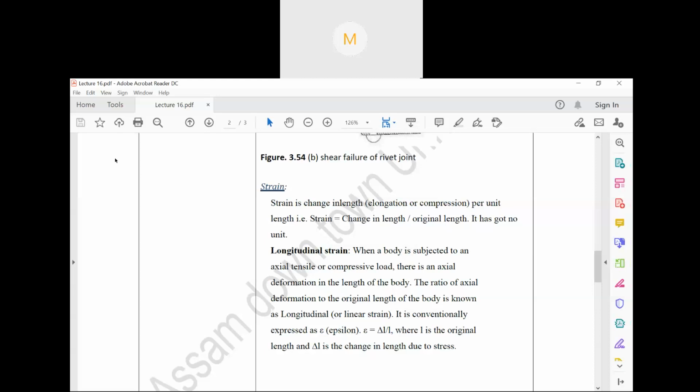Strain means what? Change in length, ratio of, yeah. Do you have any doubt? You have raised your hand. Can you respond, please? Someone has raised their hand. No response.